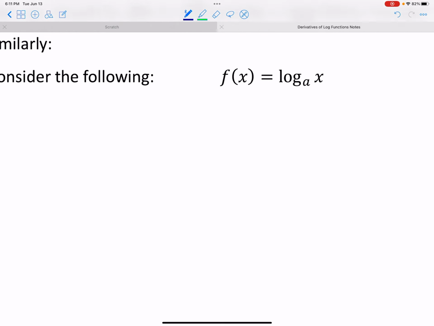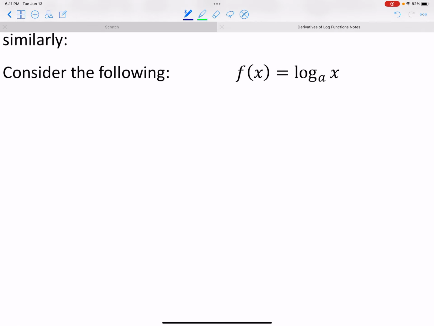So let's start with f of x equals the log base a of x. Since right now I don't know, I mean I do, but I'm going to pretend I don't know how to take the derivative of this log function, I'm going to rewrite this in exponential form because I know how to take the derivative of an exponential.